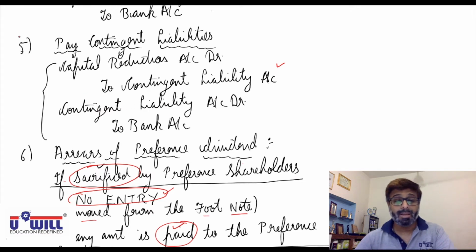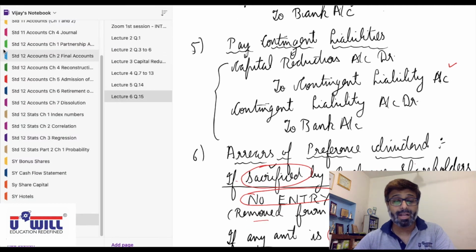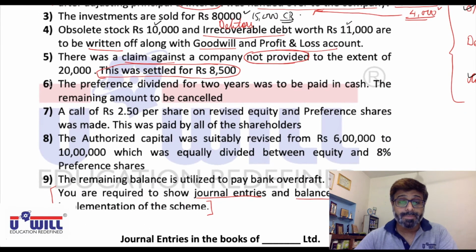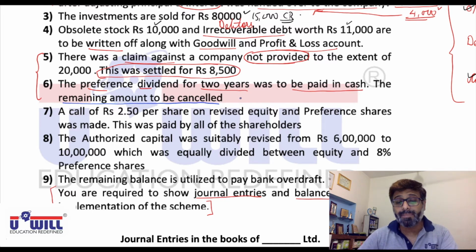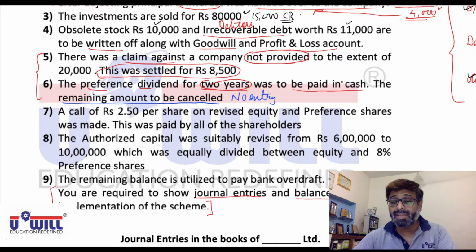Okay. What we can do is here we can combine this both, because 5th and 6th have similar entries. So we can combine it with preference dividend. The preference dividend for 2 years was to be paid in cash. The remaining amount to be cancelled. Now the remaining amount which is to be cancelled will have no entry. But 2 years amount which is to be paid in cash will have the entry.